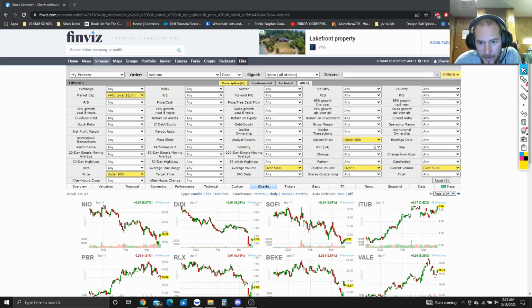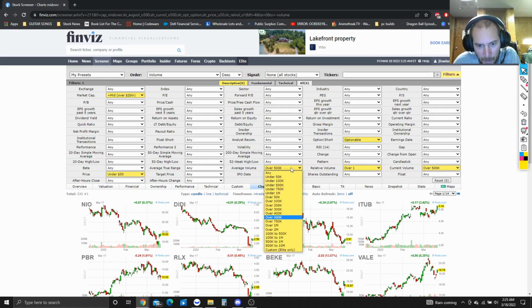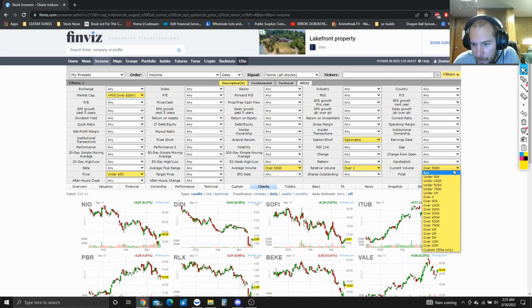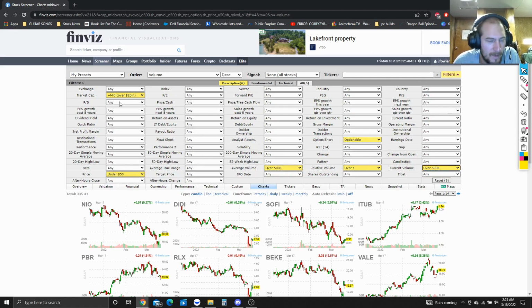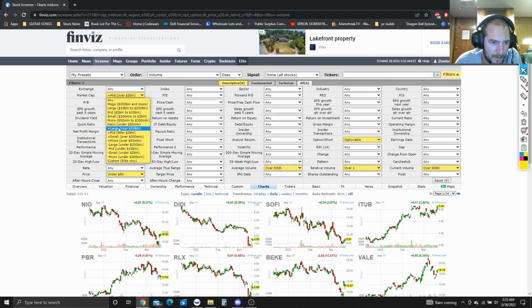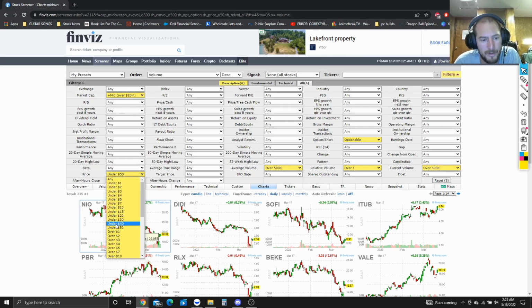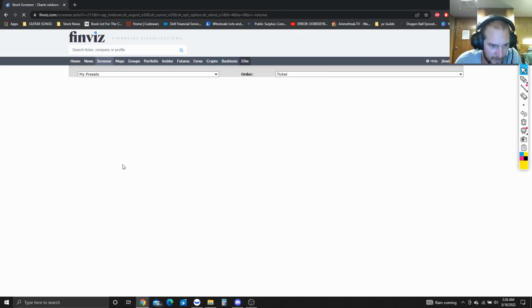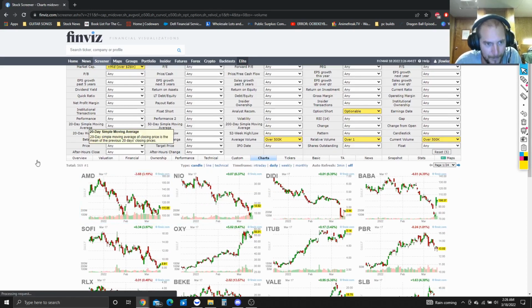And then after that, definitely want optionable, unless you just don't trade options. Average volume over 500K. Current volume over 500K is important. I have this set to mid caps because I don't really want to trade small caps for this. I want to trade mid caps and above. And I set the price under $50. You can set this to preference. Any would be fine as well.